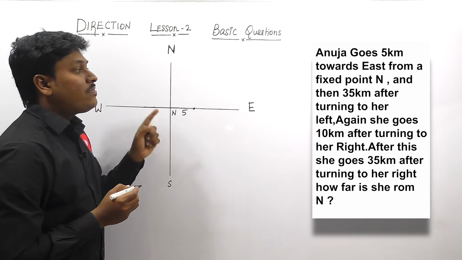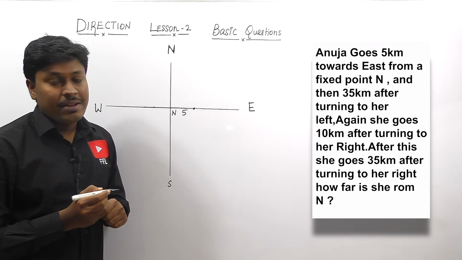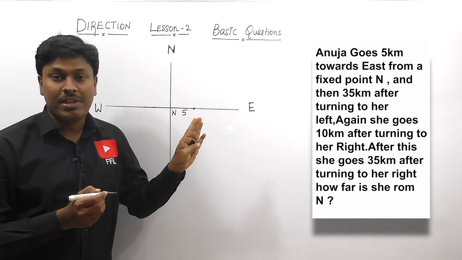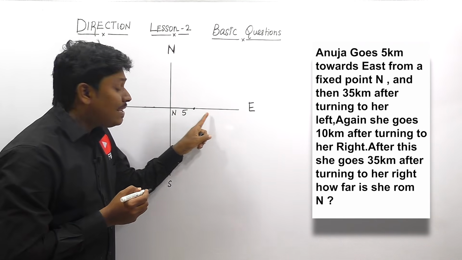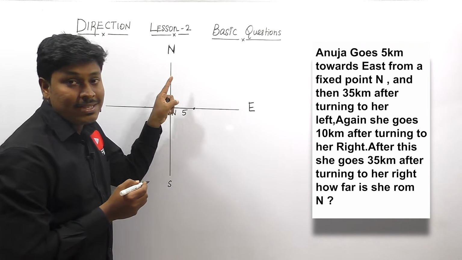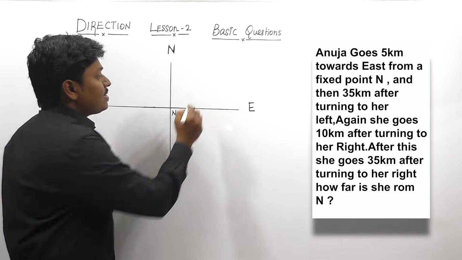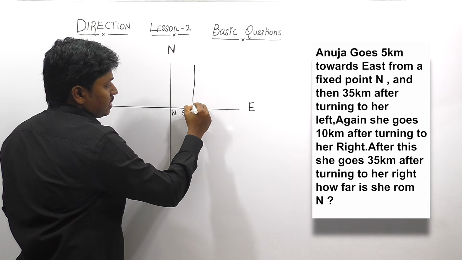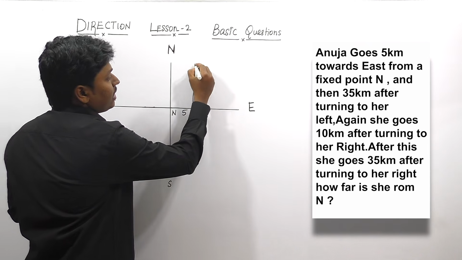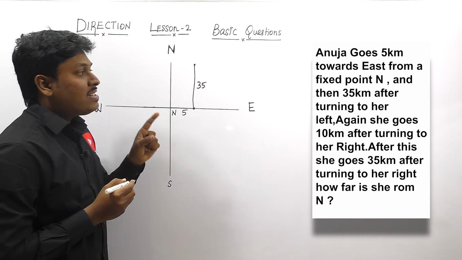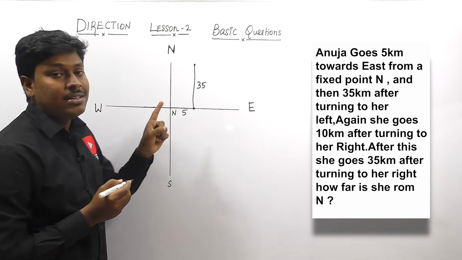And then 35 kilometers after turning to her left. So friends, from this point she is turning left and walking 35 kilometers. If she walks in the eastern side, then we know that the left hand side will be this side. So after turning left, she is walking 35 kilometers, and I can say that she is at this point.